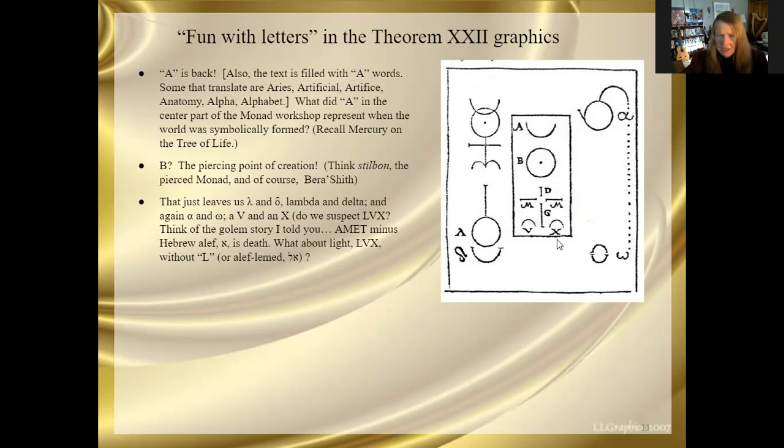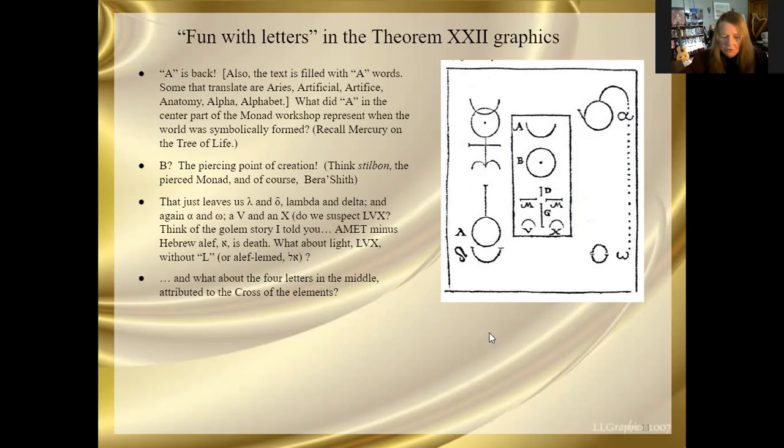Oh, down here we have a V and an X. Right away there we might suspect LVX, since that's the central symbol of the whole thing. So think of the Golem story I just told you. Amet, if you take the alpha away, Amet turns into the word for death. Well, what about if you take the L away from LVX? You don't have light. So, in effect, you're just going to have an alpha, aleph, lamed. Oh, okay. What about, you remember what aleph, lamed is, right?